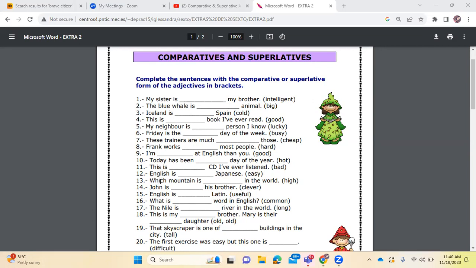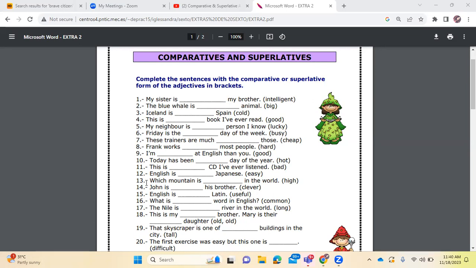Number 12. English is blank Japanese. Okay, so again, we are comparing English and Japanese, right? So it should be the comparative form. English is easier than Japanese.